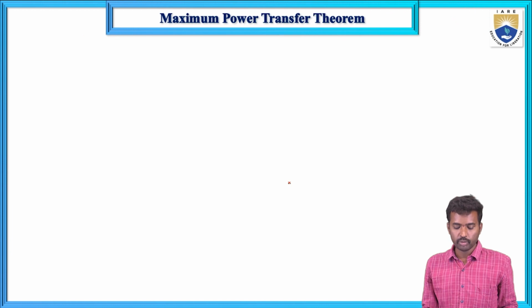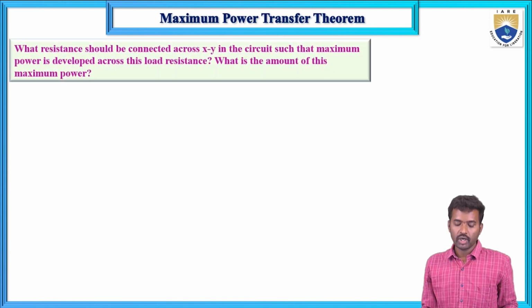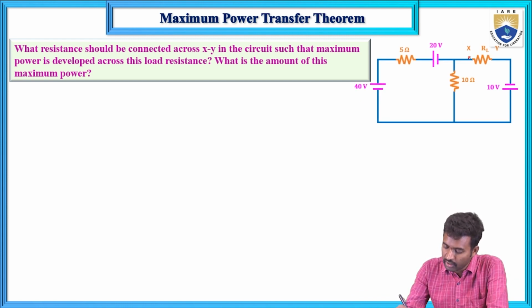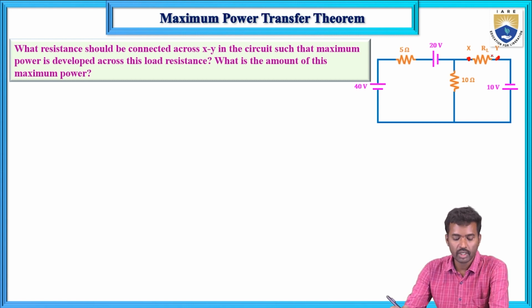Now the next problem: what resistance should be connected across XY in the circuit such that maximum power is developed across the load resistance? What is the amount of this maximum power? See the circuit here across the X and Y terminals. So calculate this load resistance, since P is the maximum in the question.